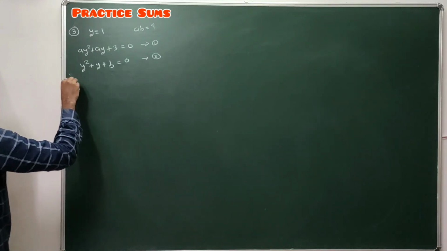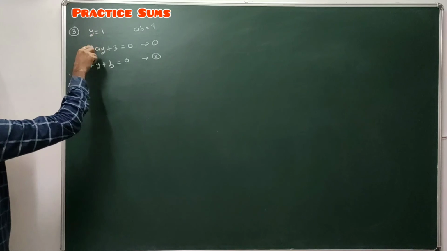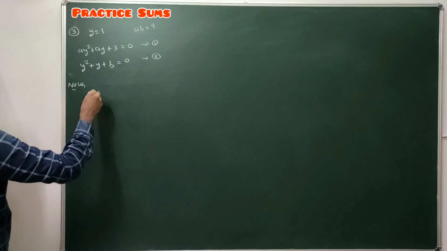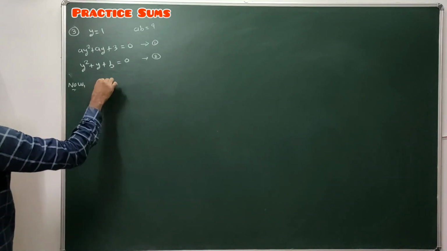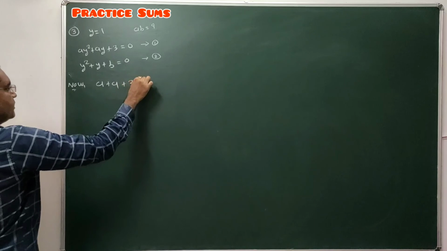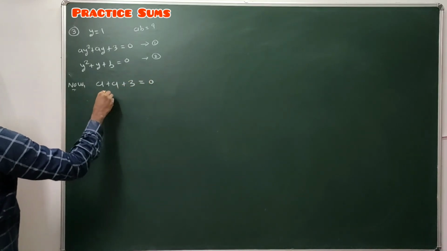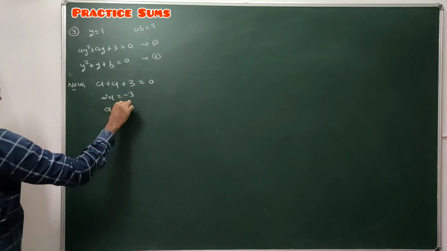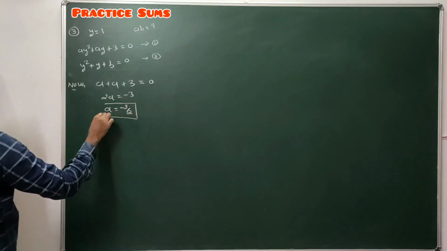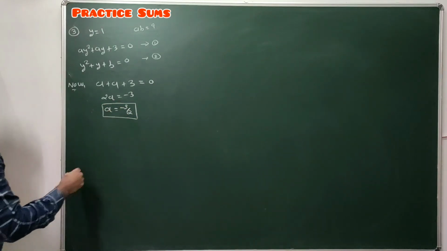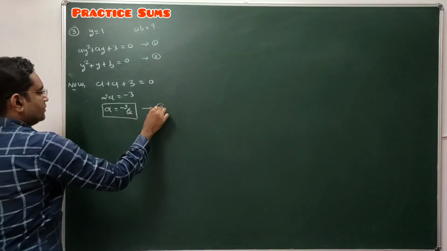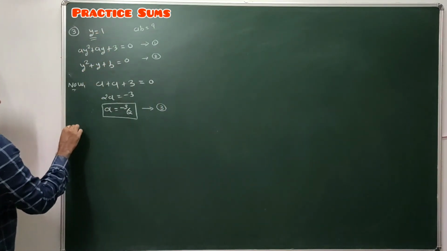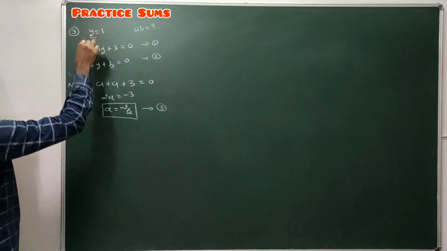So now, y equal to 1 is a solution of the first equation. So put y equal to 1 in equation number 1, and hence we get a plus a plus 3 equal to 0. So 2a equal to minus 3, and therefore a equal to minus 3 by 2. This is result number 3. Also we are given that y equal to 1 is the solution of the second equation, and therefore put y equal to 1 in the second equation.